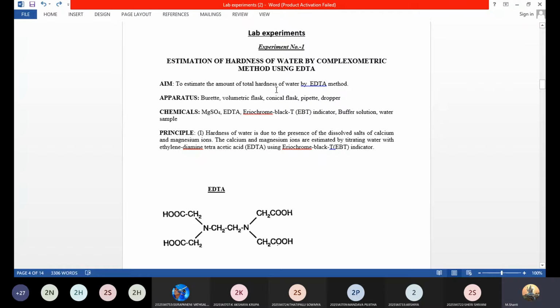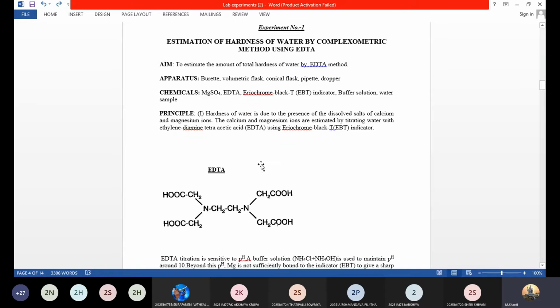Can anybody tell me what is total hardness? Temporary hardness plus permanent hardness. Yeah, total hardness will be temporary plus permanent hardness. Okay. So when you have these two together, temporary and permanent hardness, then you can call it total hardness. Okay. So the procedure is only a 1-step procedure.